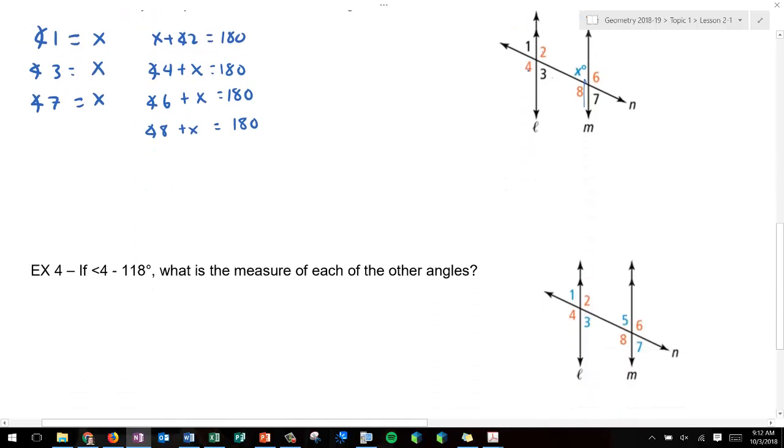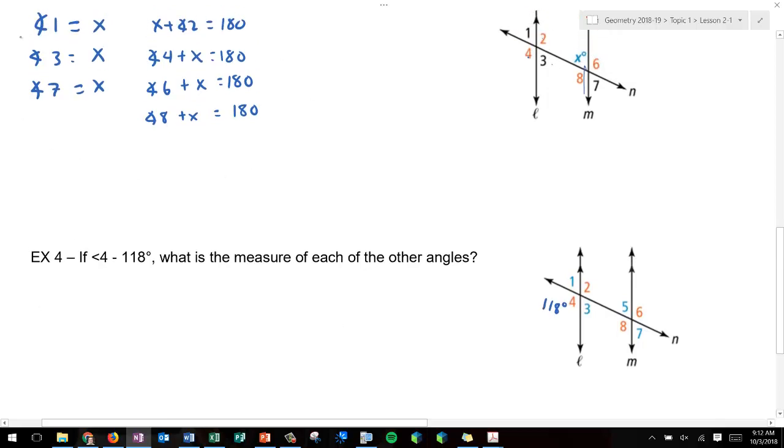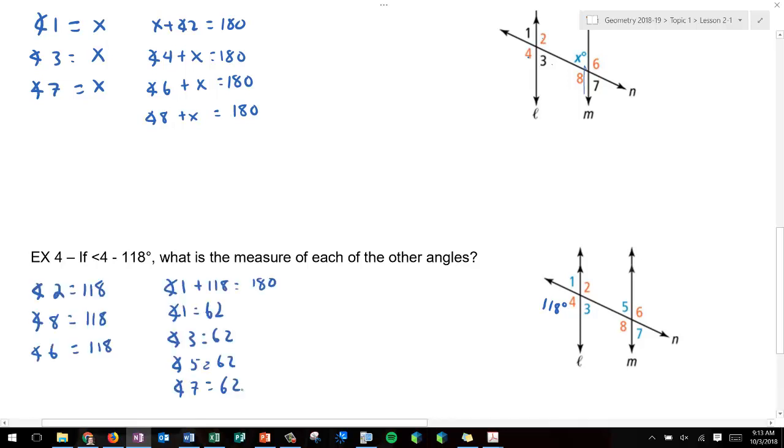I want you guys to try this one here. We're going to pause the video. You've been told that angle 4 is 118 degrees. If you want to use this list up here, these are the same angles. You just have to replace x with angle 5. Take your time. I'm going to pause the video and see what you can come up with for all of the other angles. Okay, welcome back in.